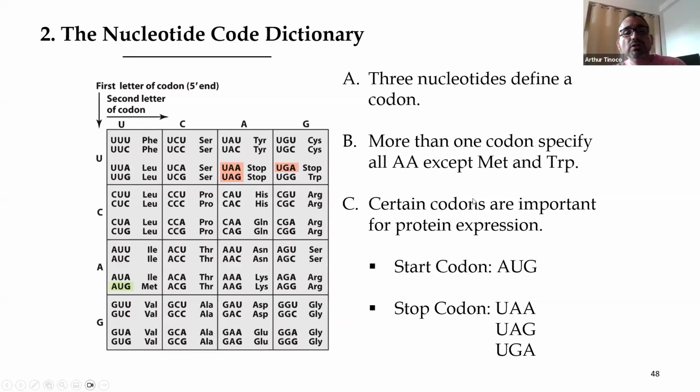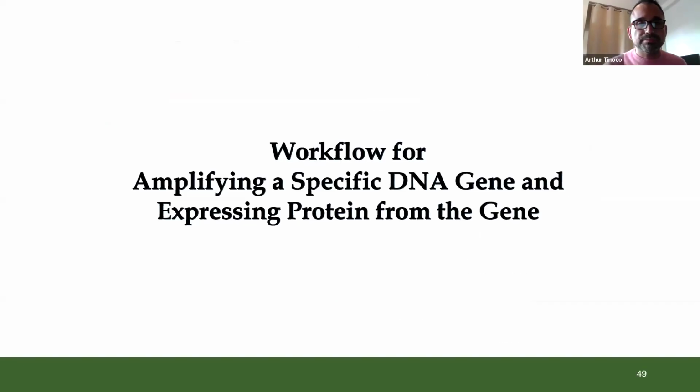Certain codons are also important because they are critical for protein expression. For instance, you can have the code AUG, and that particular code can represent a start codon. If you look at this nucleotide code dictionary here, AUG also represents methionine, so just keep that in mind. You also have certain codes that represent stop codons, for instance, UAA, UAG, and UGA. So this is important in terms of the arrangement of these nucleotides and how the process can take place.